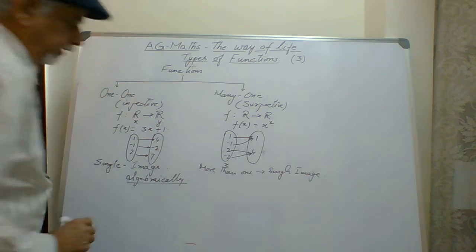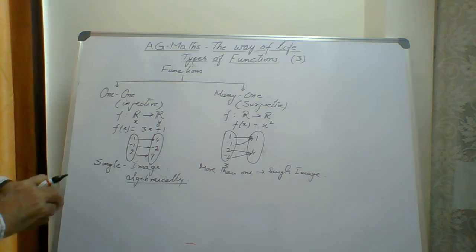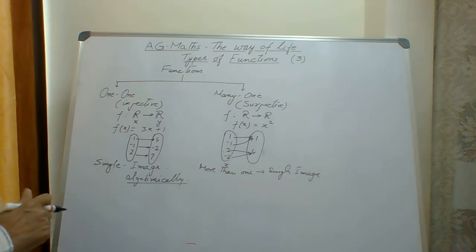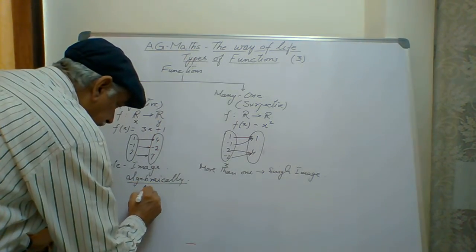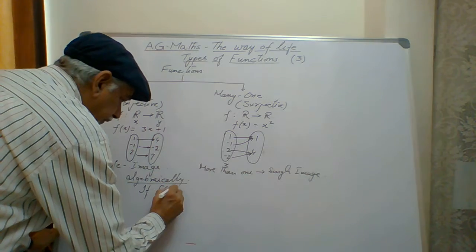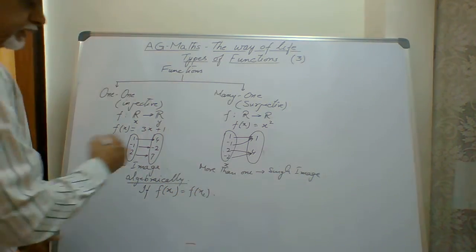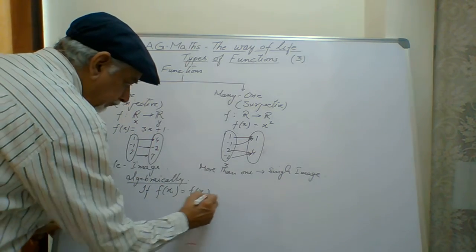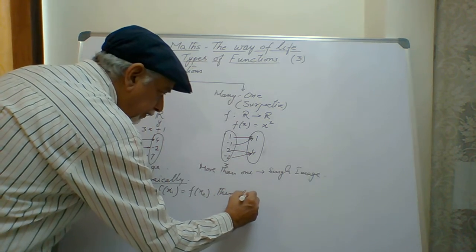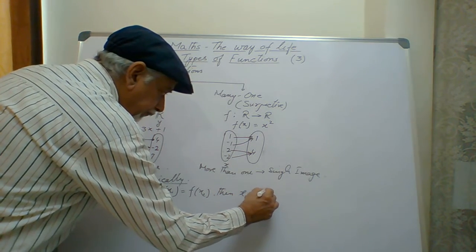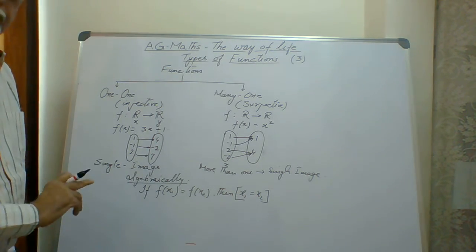Algebraically, how do we work it out? Algebraically, this one-one function is defined as: if I put f(x1) and x is also x2, and if I say f(x1) is equal to f(x2), and the result I get is that x1 becomes equal to x2 only, then this type of relationship will be called a one-one function.